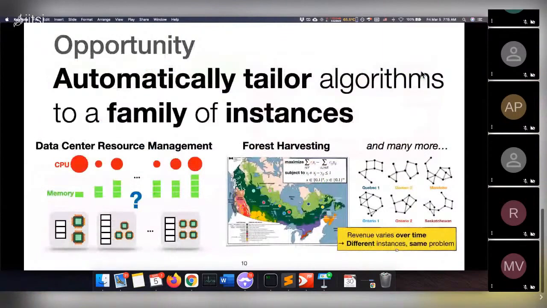And so this is the opportunity to automatically tailor algorithms to a family of instances. Because combinatorial optimization and integer optimization are very widely used paradigms, there's a ton of problems that fit within those. This creates a big opportunity for improving lots of domains and downstream applications in unified ways.